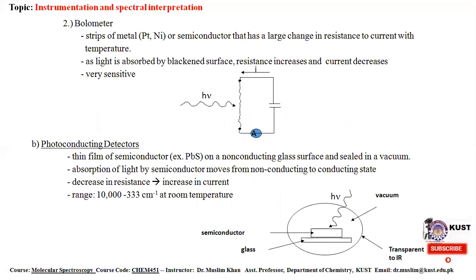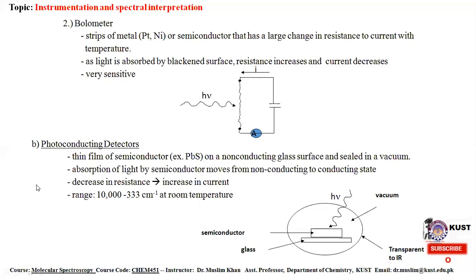So the second one is the bolometer. The second type of thermal detector is this strip of metals, platinum and nickel. These platinum and nickel strips have a large change in resistance to current with temperature. So as light is absorbed by a blackened surface, resistance increases and current decreases. This is a very sensitive type of detector.